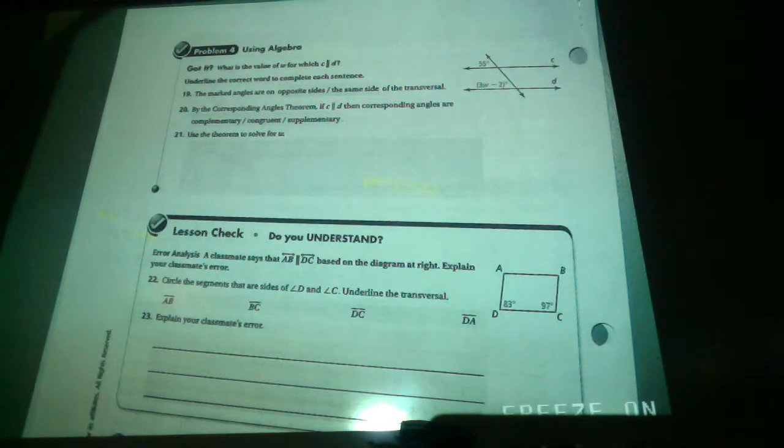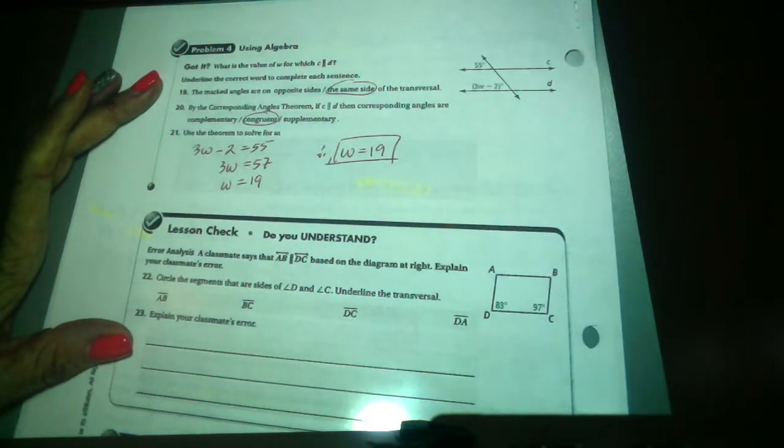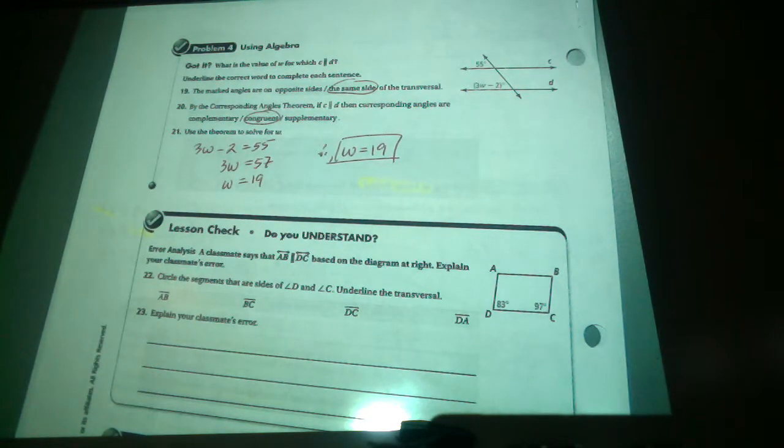Okay, ready? All right, so let's look at question 19. The marked angles are on what side? Same side of the transversal. And then 20, by the corresponding angles theorem, did they have to tell you that? Nope, you should have known that. If line C is parallel to line D, then corresponding angles are congruent, and so then that should have helped you solve for W. So you should have set the angles equal to each other. Your only option is to set them equal to each other or add them together to set them equal to 180 on these types of problems.